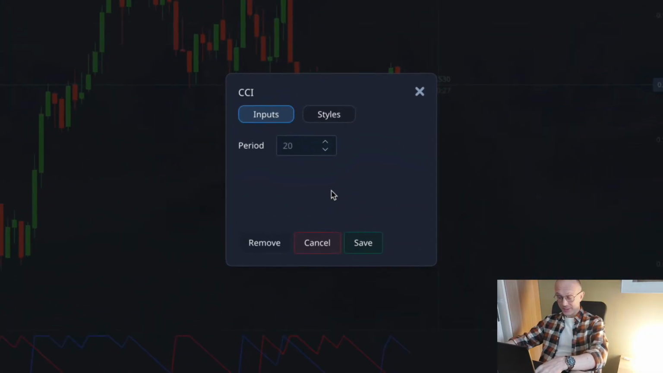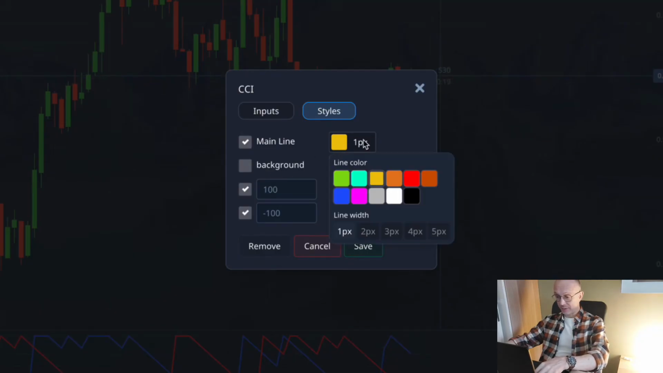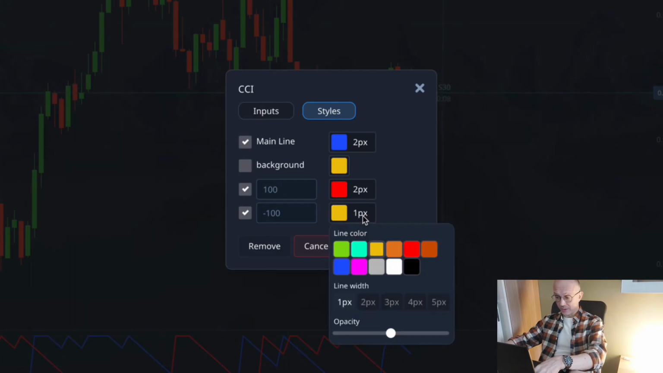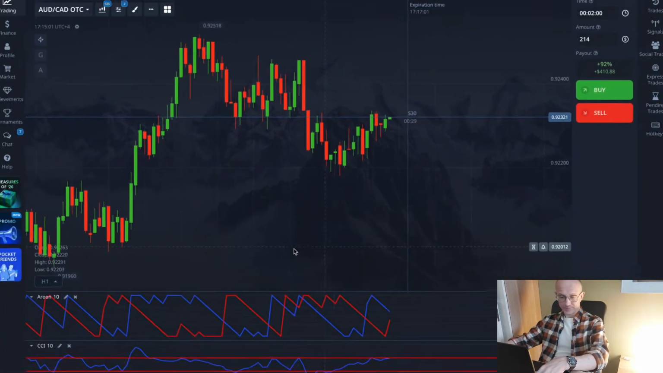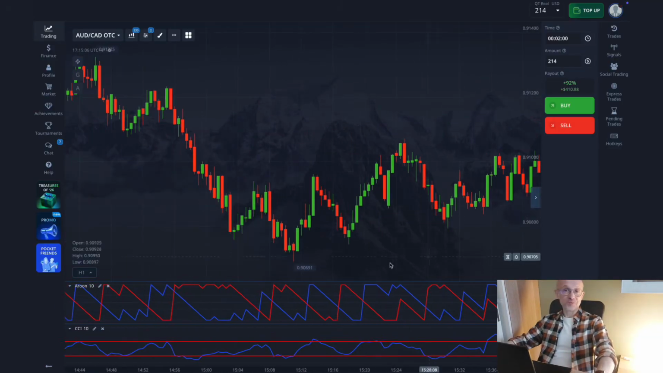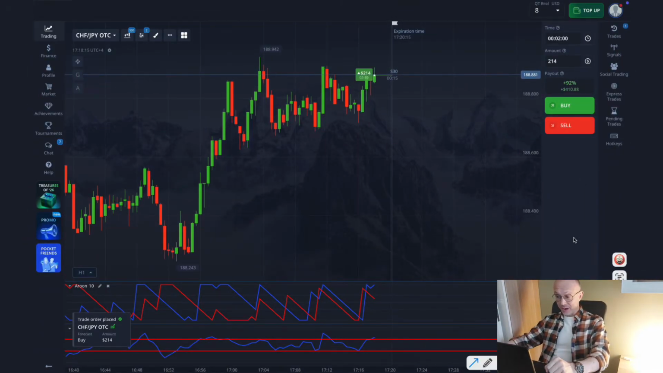Let's configure the CCI. Set the period to 10. Go to Style. Disable background. Let's set the main line to blue with 2. And we are setting the 100 and minus 100 lines to red with 2. And let's move the opacity to the right and save. So the indicators are ready to go, and if you are trading on your phone, set it up the same way. I enter the market understanding the situation in advance.